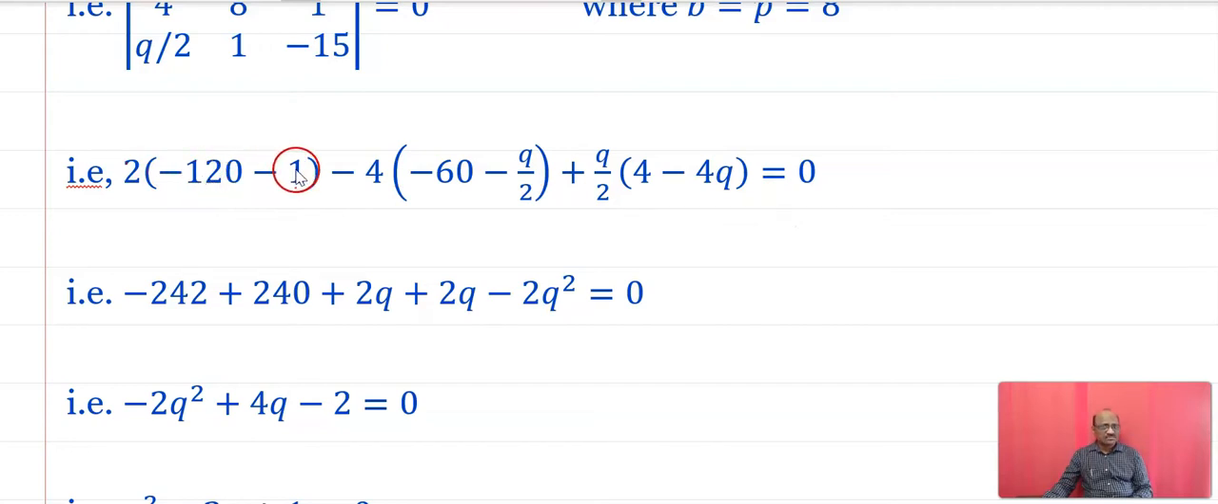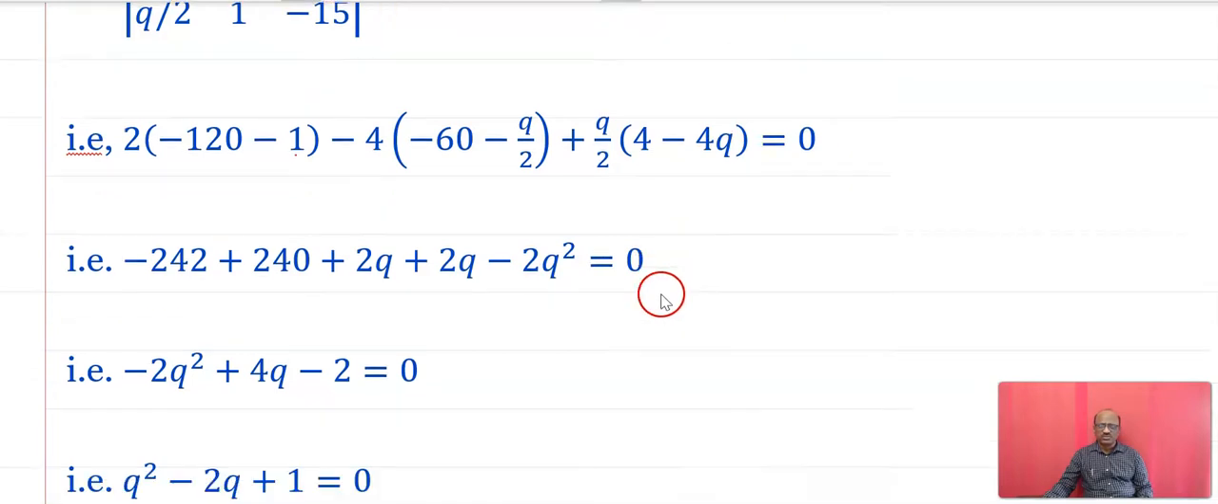Minus 120 minus 1, that is minus 121. Minus 121 into 2 is minus 242, and the next is minus 4 into minus 60, plus 240. Minus 4 into minus q by 2, that is 2q. Next is q by 2 into 4, then you will get 2q. q by 2 into minus 4q, then you will get minus 2q square is equal to 0.